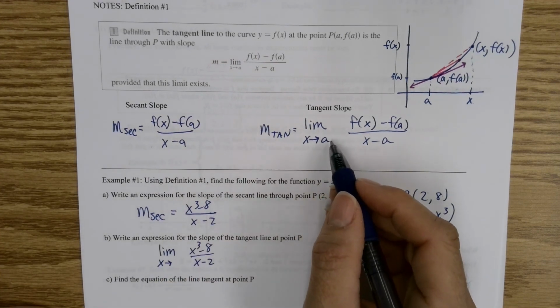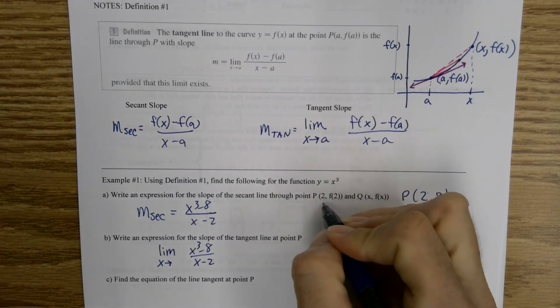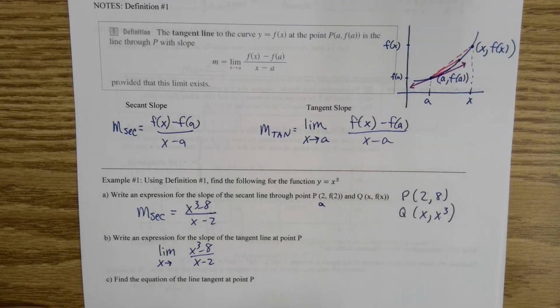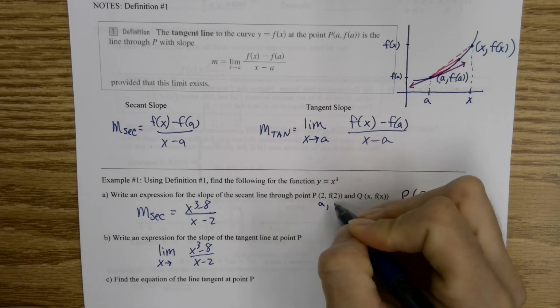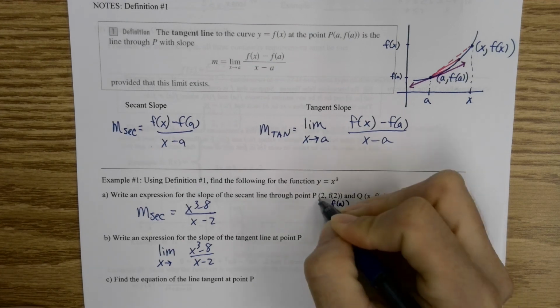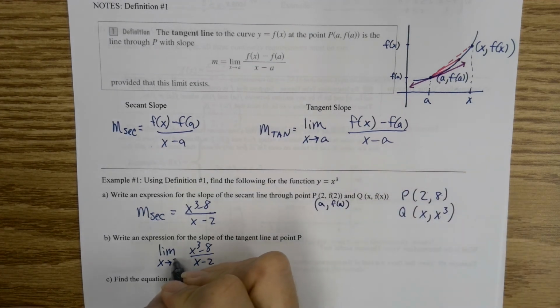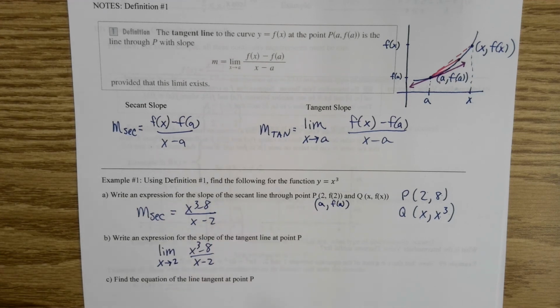What is a on this problem? Well, folks, a is that 2 value, that fixed point. That 2 was a, and this was my f of a. So as x approaches 2. So we've just written an expression for the slope of the tangent line. And then the last question says, find an equation of the line tangent at point P.